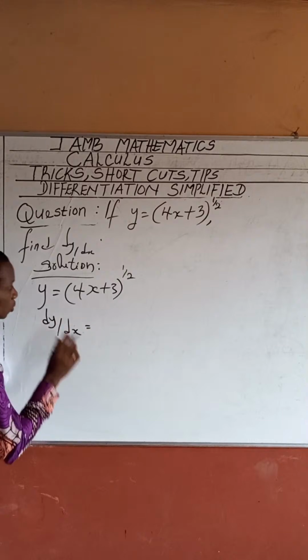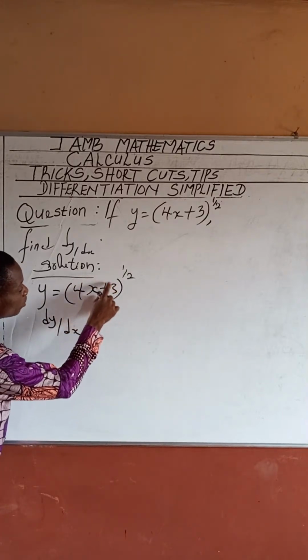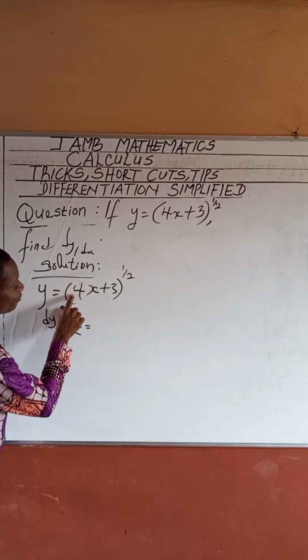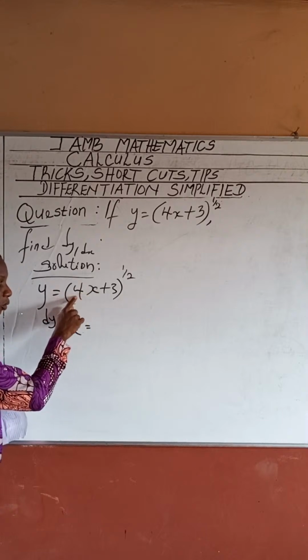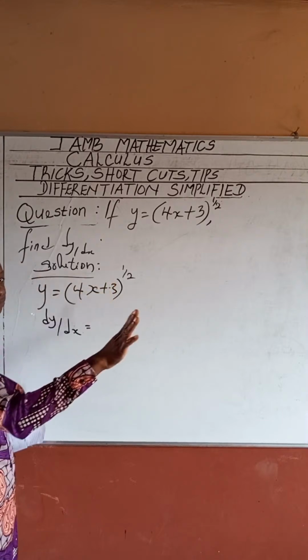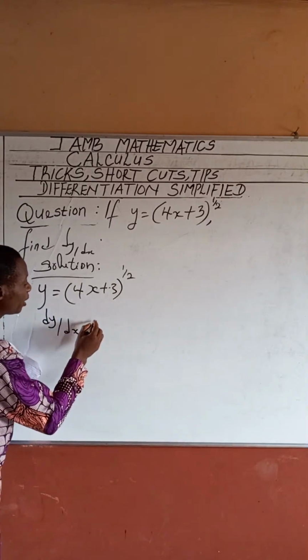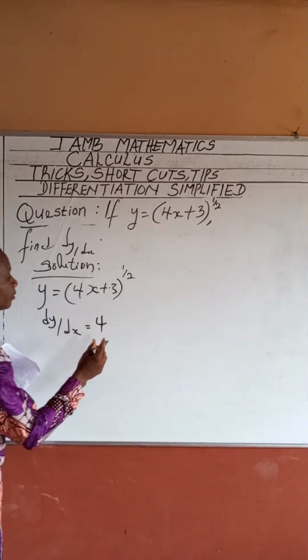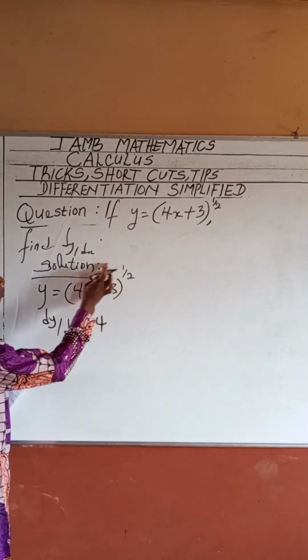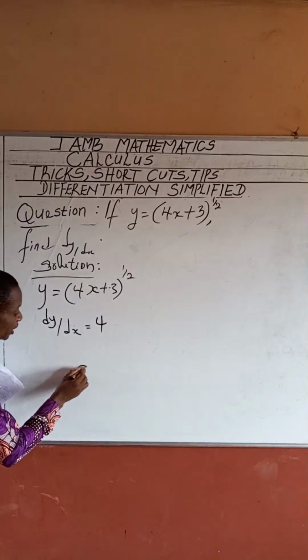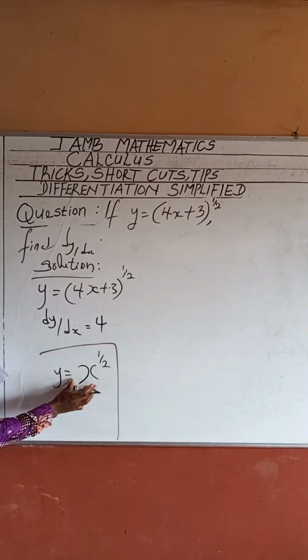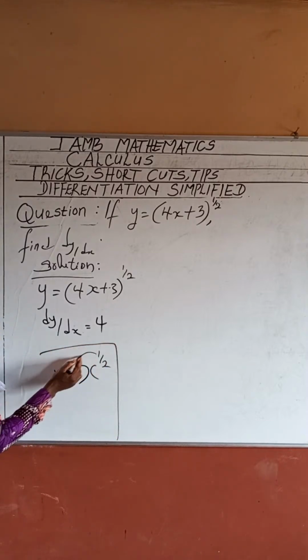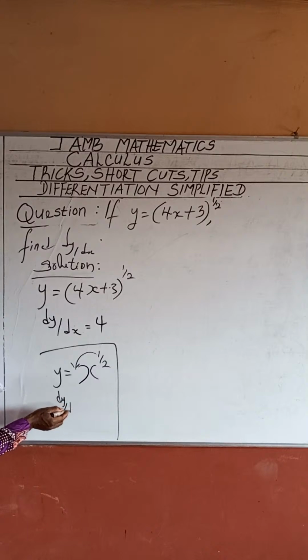So what is dy dx? dy dx is equal to, start from here, differentiate what is inside here. You differentiate 4x. Remember, when you differentiate 4x, x will disappear, leaving us with only 4. And when you differentiate 3, it becomes 0. So we'll be left with only 4 here. You bring the 4 outside. Then we want to differentiate the whole of this one. Remember, when you have x raised to the power half, bring this one down here to get the dy dx. Bring this one down, it becomes half.